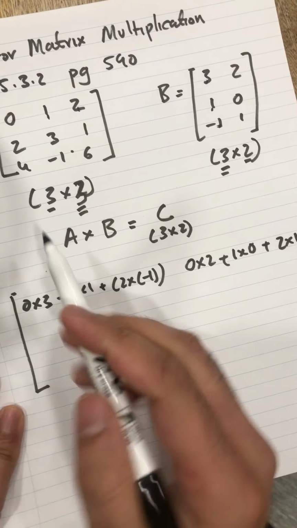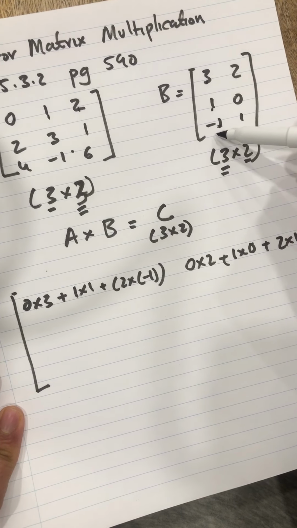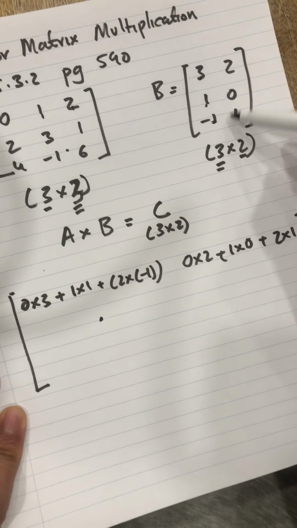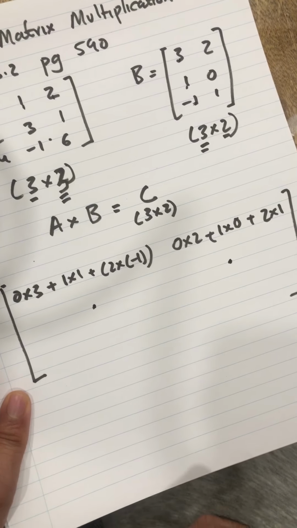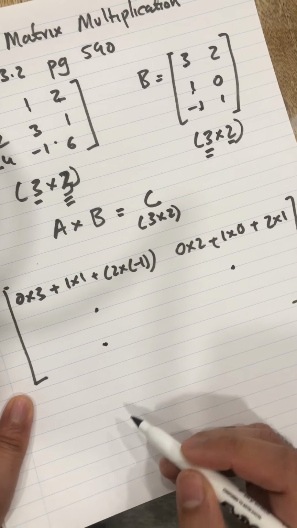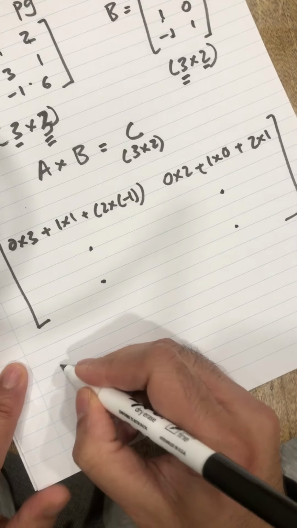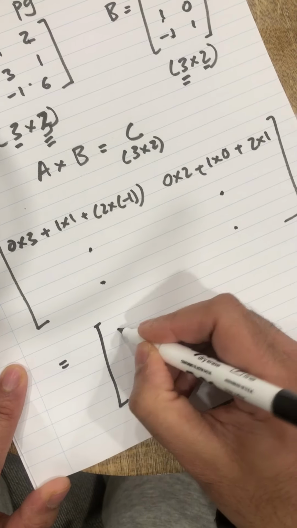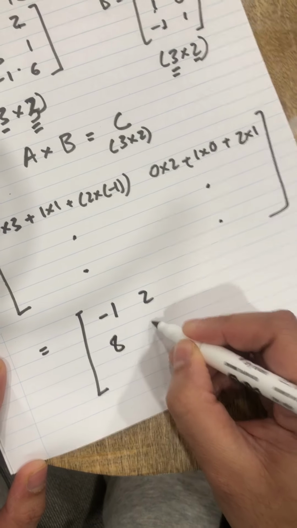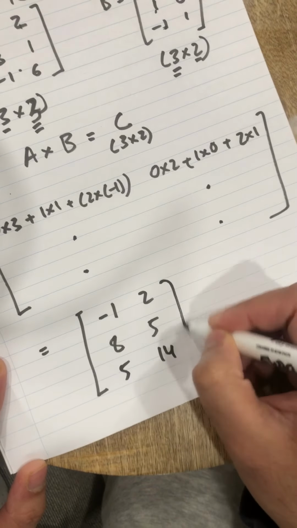Then you do the same thing: you take this row multiplied with this column, and that gives an entry here. Then this row multiplied with this column, another entry here, and so on for each row and column. The textbook gives you the answer. The matrix C would be minus 1, 2, 8, 5, 5, 14. So you can try this out.